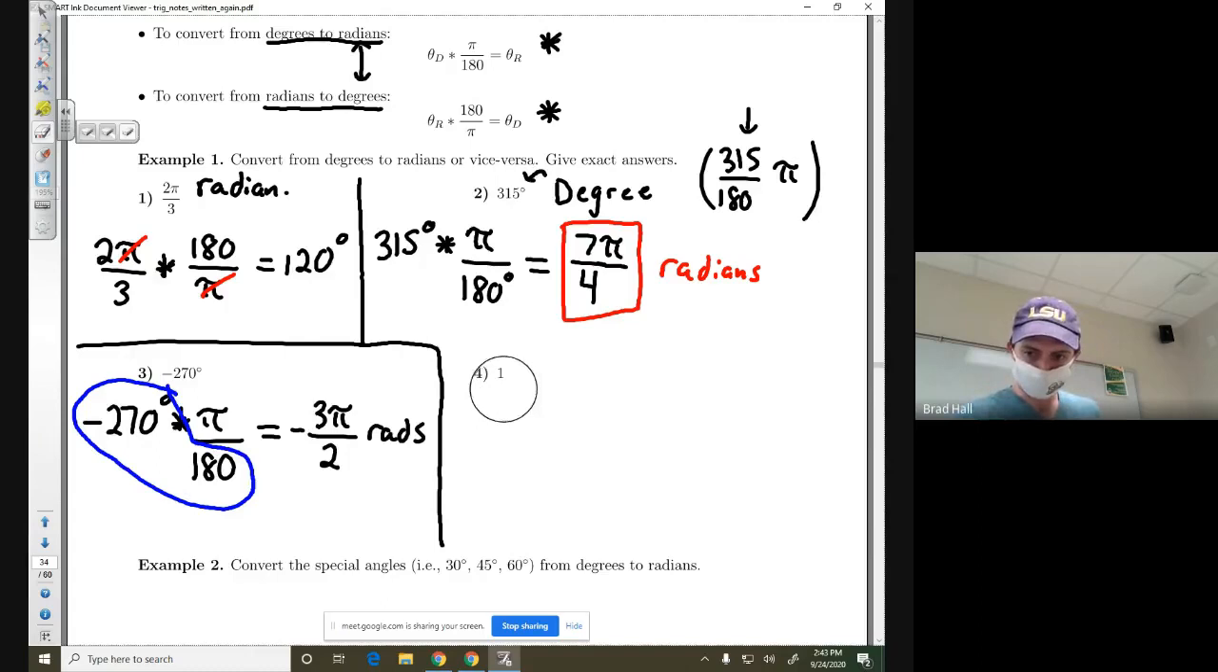And so finally, we just have 1. Just 1. Is that a degree or a radian? Radian. Why is it a radian? Because there's no degree symbol. That's all there is. So this is a radian because there is no degree symbol.